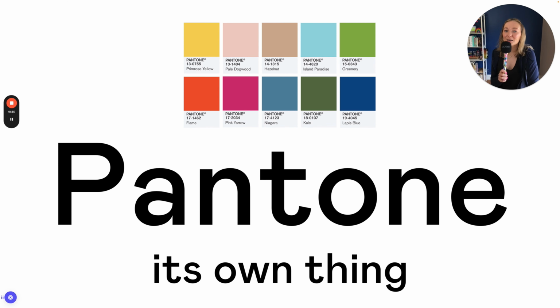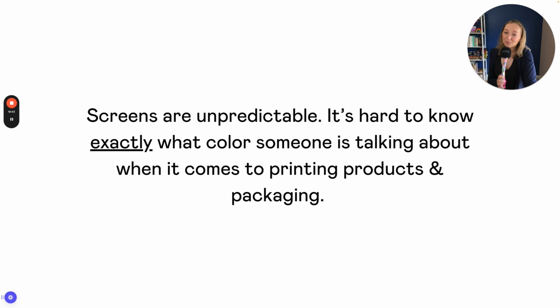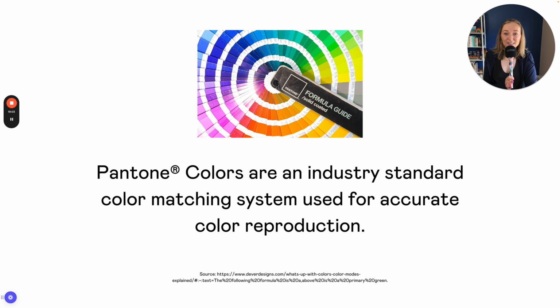Okay, and then finally, we're going to talk about Pantone. I like to describe Pantone as its own thing. It's doing its own thing. The reason Pantone exists is that screens are unpredictable. It is very hard to know exactly what color someone is talking about when it comes to printing products and packaging. If I say yellow, you don't really know what yellow I'm talking about. Or if I'm referencing a certain hex code on my screen, your screen might look a little bit different, so it might be hard for you to understand exactly what I mean.